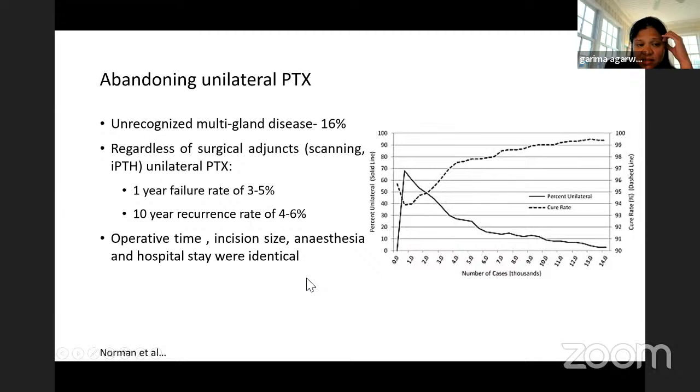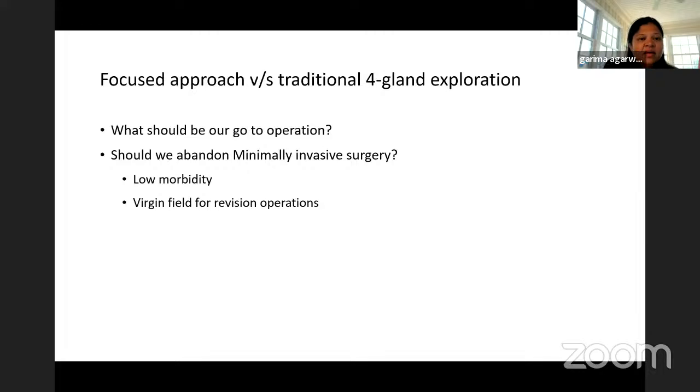And they suggested that operative time, incision size, anesthesia, hospital stay, everything was identical, which obviously, if you had done 15,000 operations, it's going to be similar. So what should be our go-to operation? Should we totally abandon minimally invasive surgery, which is a very low morbidity surgery, which gives us the virgin field for revision operations in the neck?